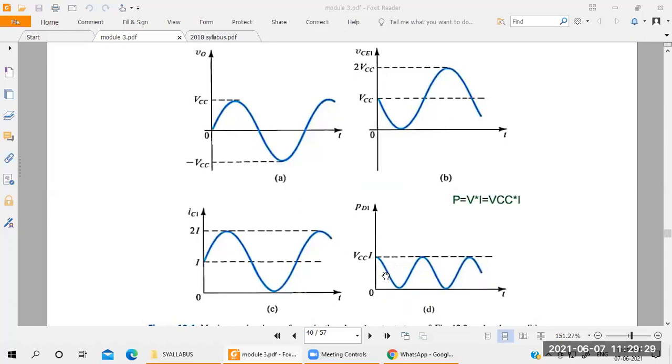So this positive power depends on the output transistor. What is the output transistor in Q1? VCC into I. Understood? So the power dissipation, or power consumption, of the first transistor means you have to multiply the positive DC voltage and the positive current.